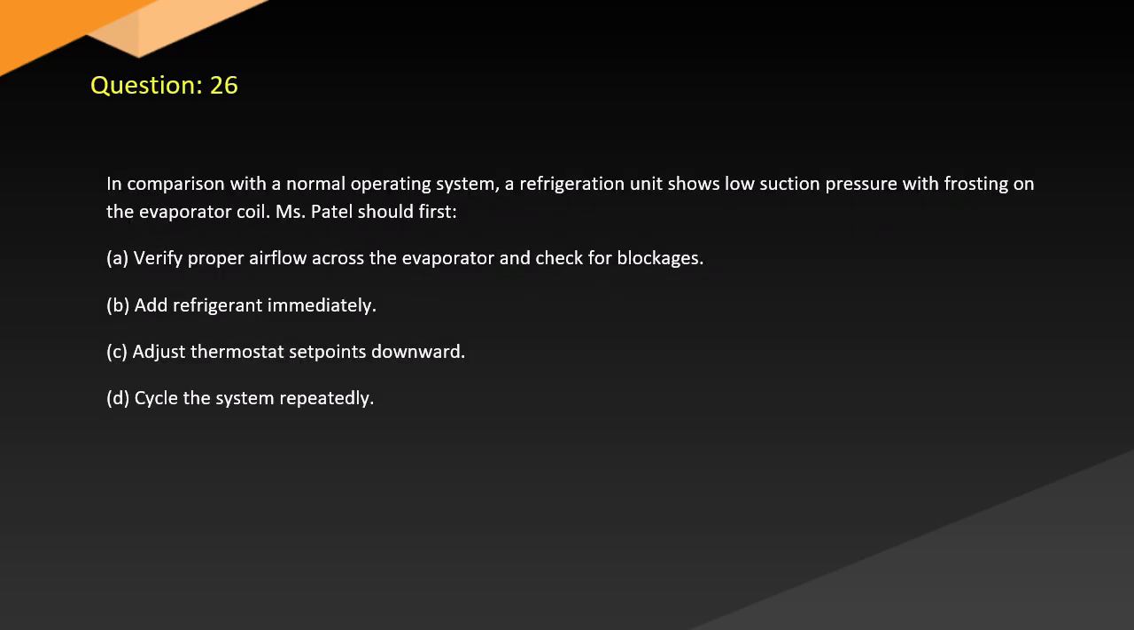Question 26. In comparison with a normal operating system, a refrigeration unit shows low suction pressure with frosting on the evaporator coil. Patel should first: A. Verify proper airflow across the evaporator and check for blockages. B. Add refrigerant immediately. C. Adjust thermostat set points downward. D. Cycle the system repeatedly.